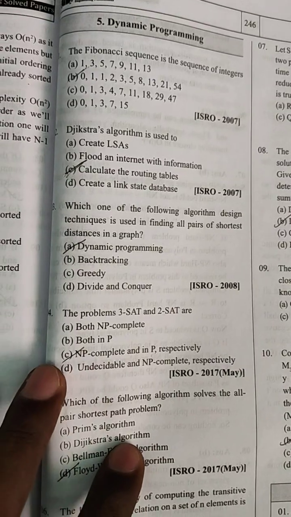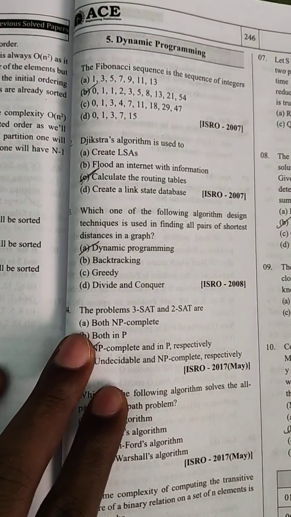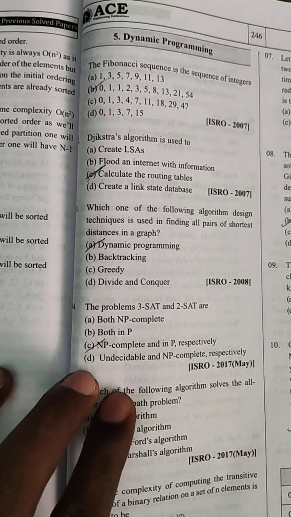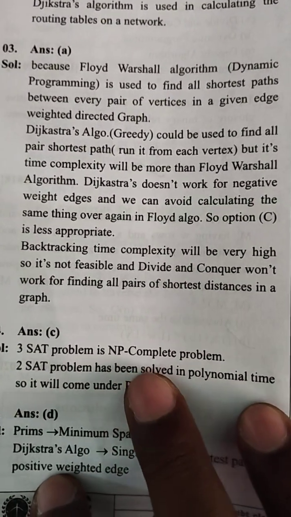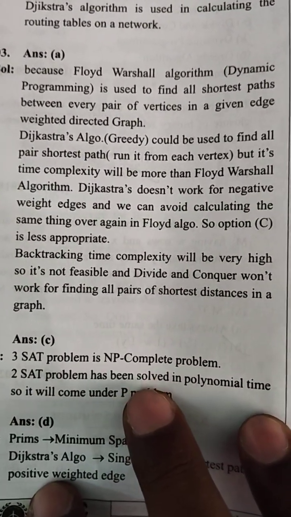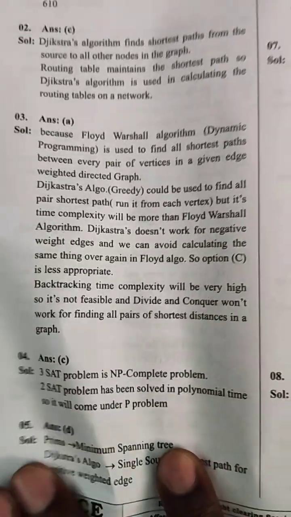Okay, dynamic programming. Problems 3 SAT and 2 SAT are NP complete and P respectively. Fourth, 3 SAT problem is an NP complete problem. 2 SAT problem is solved in polynomial time, so it is in P.